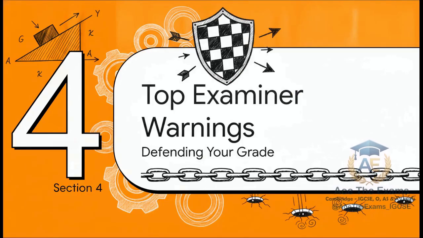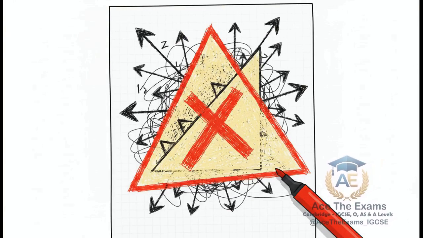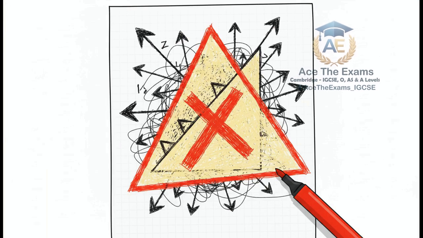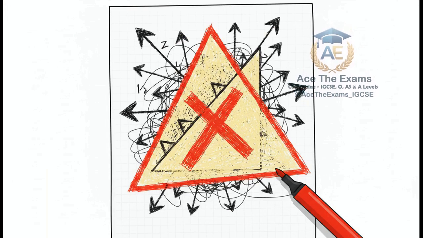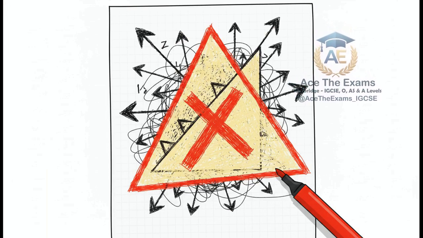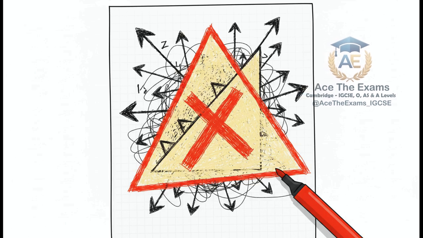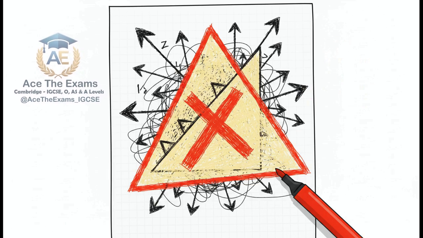Now we need to shift gears into pure defense mode. Section 4, Top Examiner Warnings, and how to defend your grade. Listen closely, because I am about to share with you the absolute most common pitfalls pulled directly from the Cambridge Principal Examiner reports. These are completely avoidable errors that are probably staring you right in the face. First up, forgetting to include the proper format for inclined plane problems. This means not stating which direction you are actually resolving forces, or failing to use correct terminology.